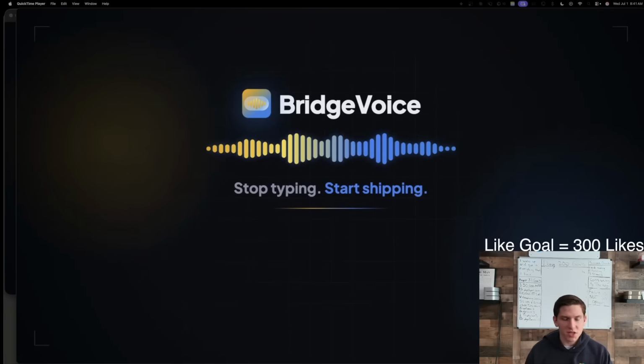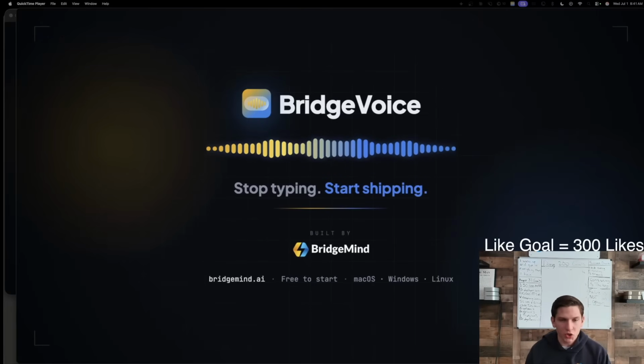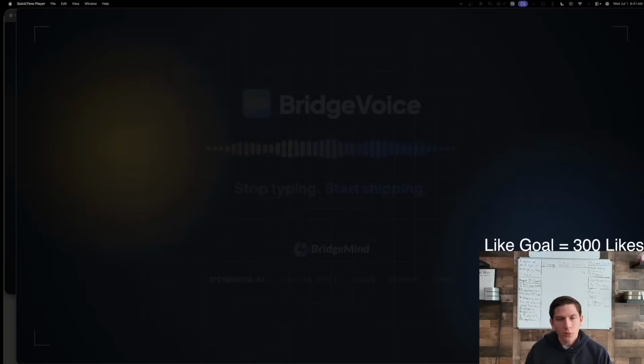So Bridge Voice, stop typing, start shipping. The effects look good. The animations look good. It uses the icons. It uses the logos. So pretty impressed by this here.